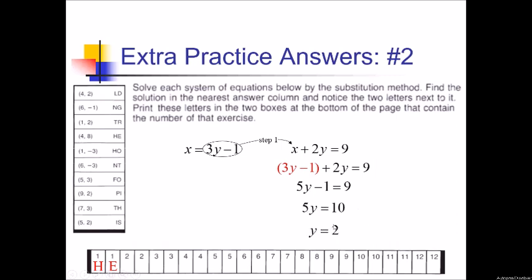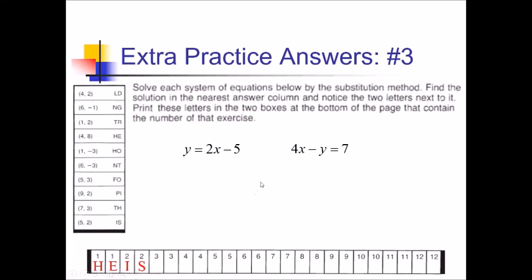We can replace y with 2 now back in this equation up here. You could use either equation, but this one's already got x by itself. So this is going to be x equals 3 times 2 minus 1. 3 times 2 is 6. 6 minus 1 is going to give me 5. So overall then, that's the point 5, 2. And just looking at my list of answers here, 5, 2 is down at the bottom. It's IS, so I'm going to put an I and an S in the spot for problem 2.